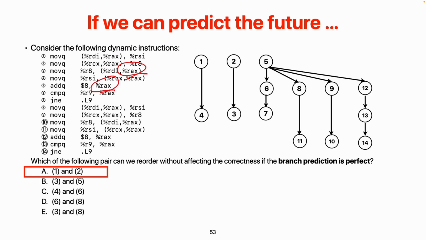How about 3 and 8? No, because RAX is also wrong.